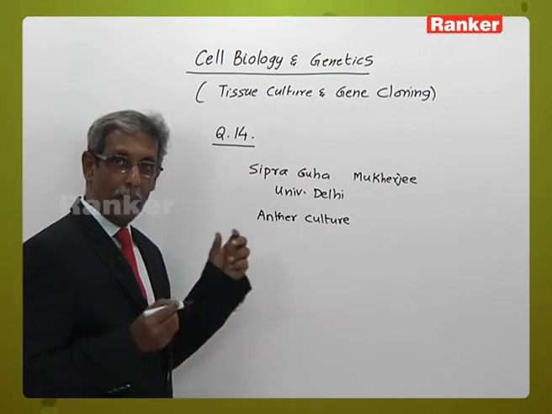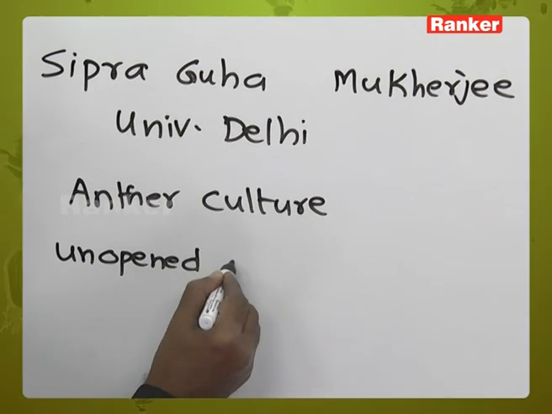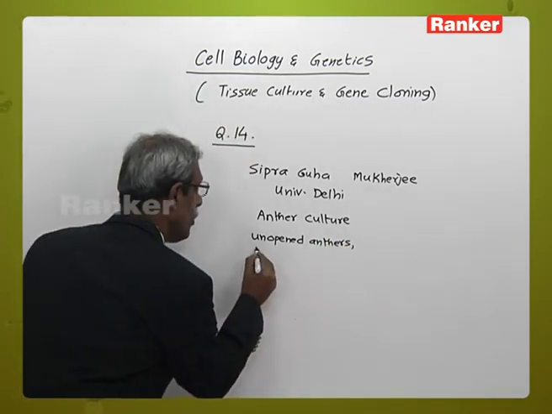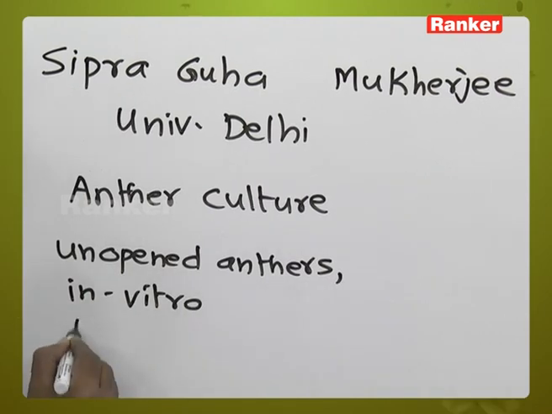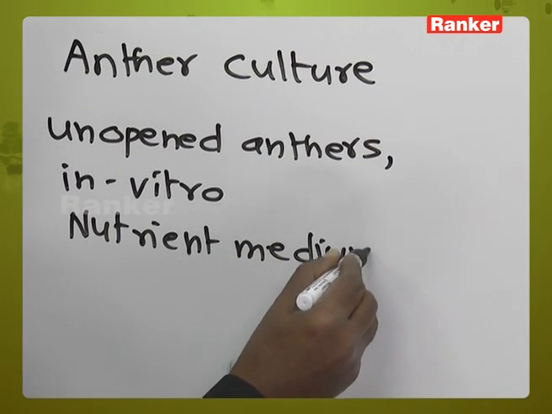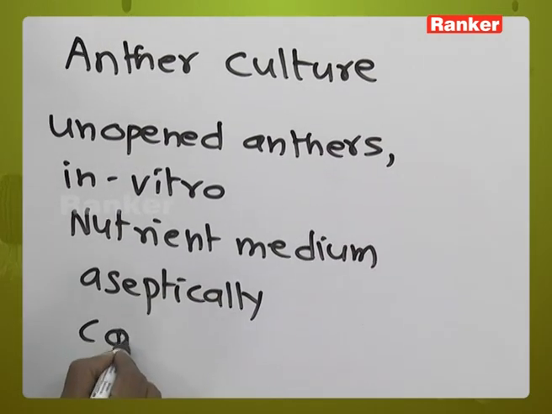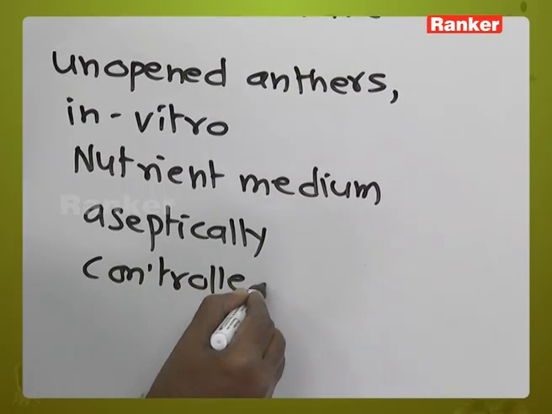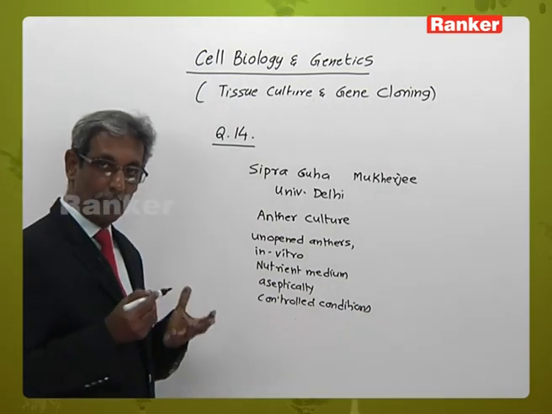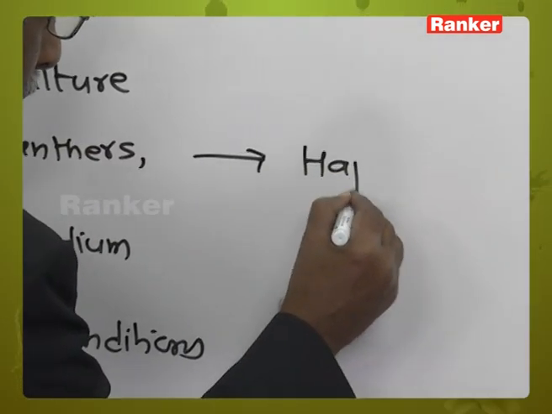It is the experimental manipulation of unopened anthers, which can be cultivated in vitro on a nutrient medium aseptically under controlled conditions, wherein if you take the anthers and grow them in plant tissue culture, it can lead to the production of haploid plantlets.